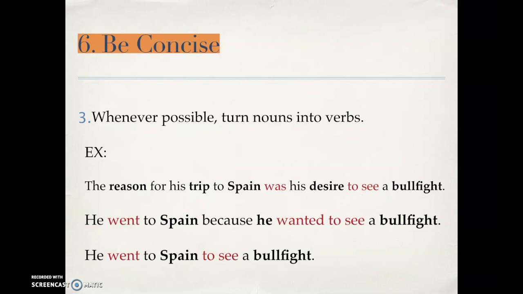So again, when it's possible, if you have too many nouns in a sentence, think about ways you can turn those into verbs and really condense your sentence, okay?